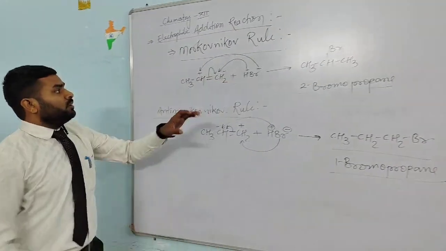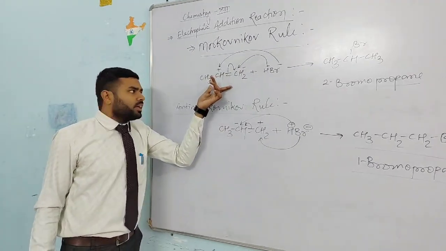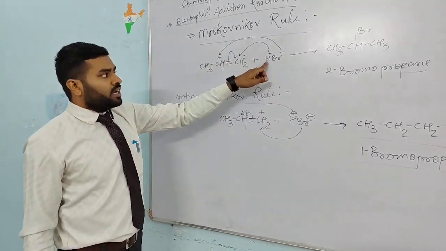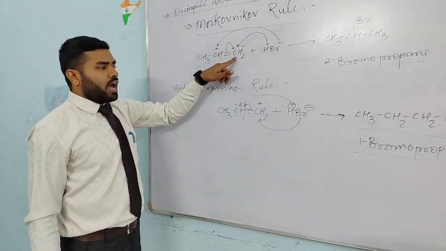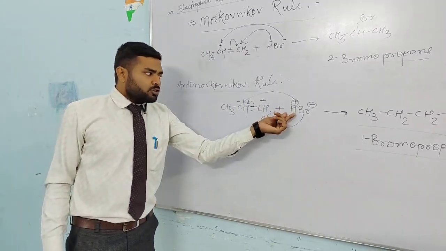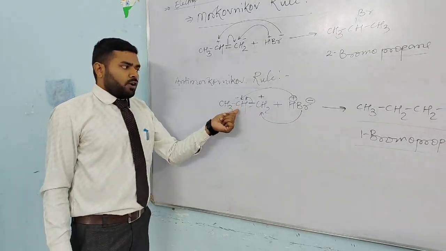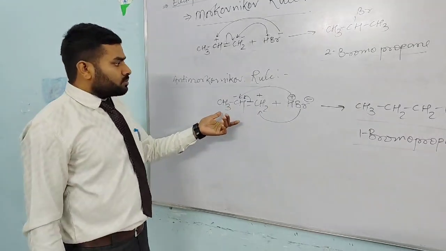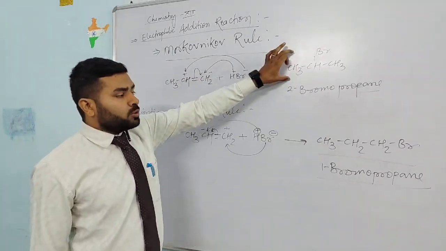So once again, Markovnikov rule means when a hydrogen halide is treated with an unsymmetrical alkene, the hydrogen atom, the electrophile, will go to that double bonded carbon which has the higher number of hydrogens. In case of anti-Markovnikov rule, H+ means electrophile will go to that double bonded carbon which has the least number of hydrogens. This is how the formation of product takes place.